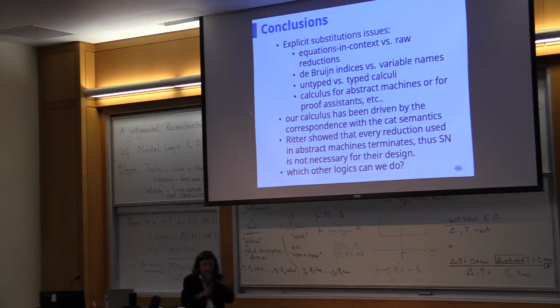So there's an awful lot that I didn't go over because it would be lots more syntax that I get confused when I try to discuss. But there are papers on that. So when people discuss which kind of explicit substitutions they should have, they discuss things like: do you need equations in context or raw reductions? Do you need De Bruijn indices or variable names? Do you need untyped or typed calculi? Do you need calculi for abstract machines or for proof assistants?